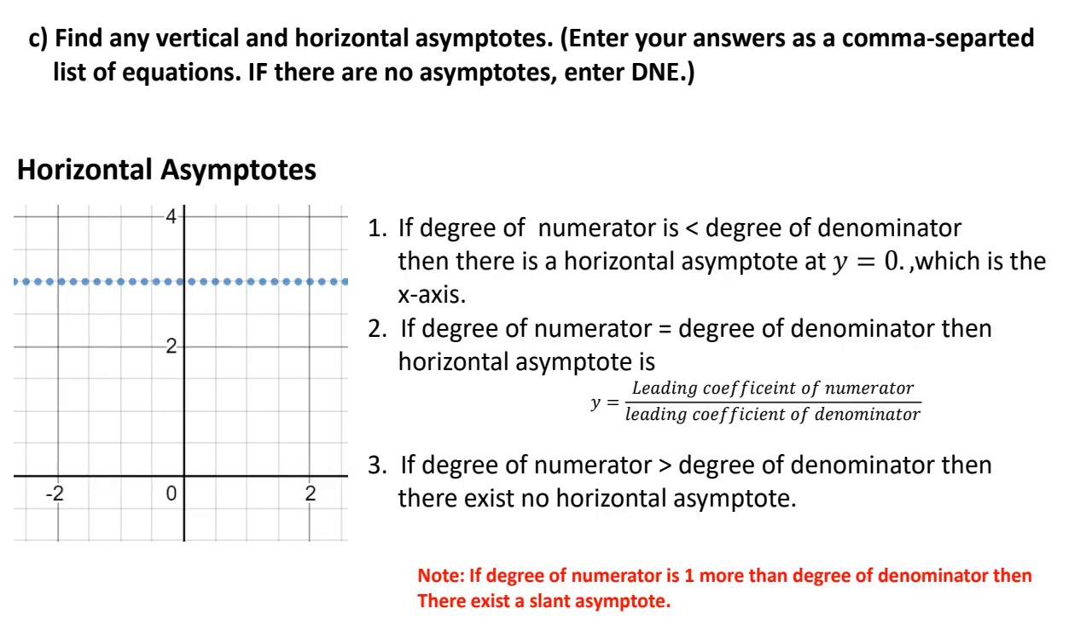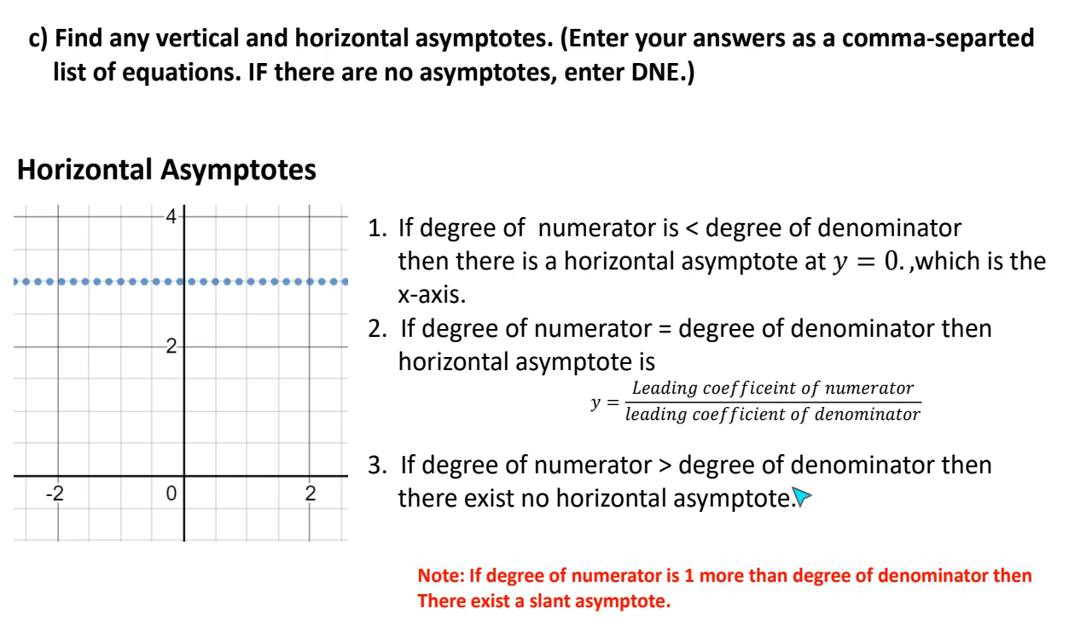For horizontal asymptotes, there are 3 possible cases. The first case is when the degree of the numerator is less than the degree of the denominator. Then there is an asymptote at y equals 0. The second case is when the degrees are both the same. Then the horizontal asymptote is y equals the leading coefficient of the numerator divided by the leading coefficient of the denominator.